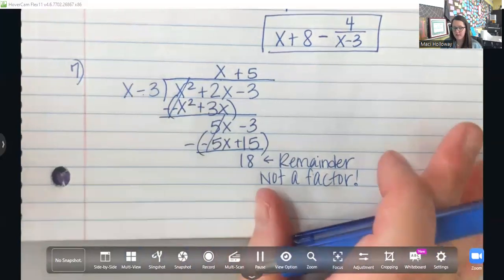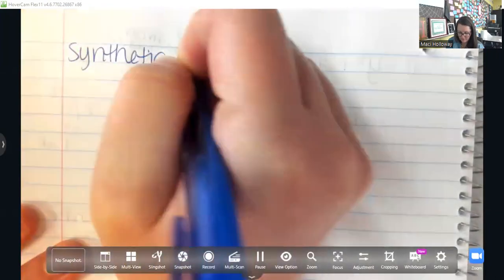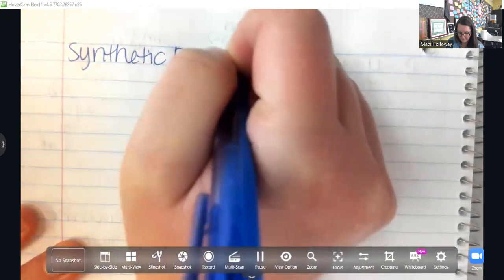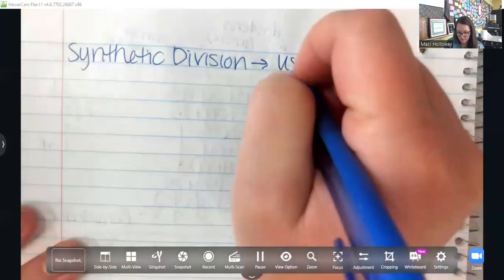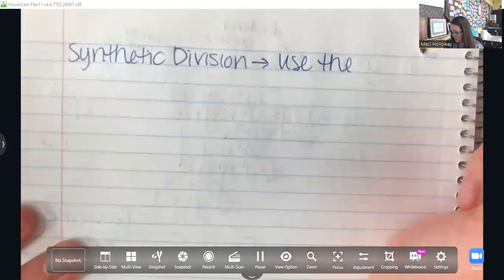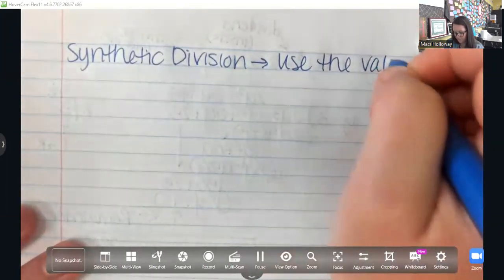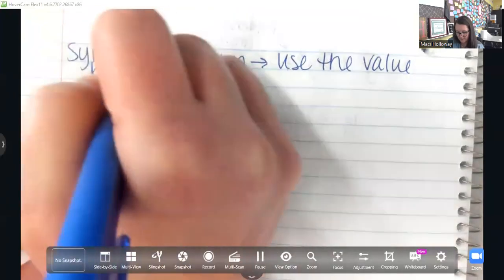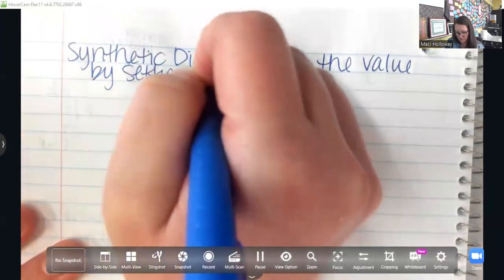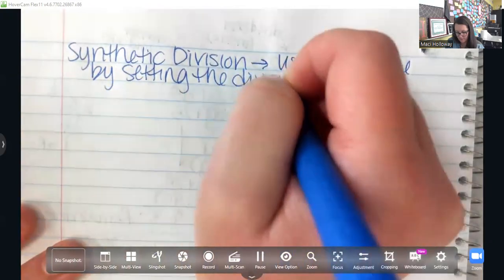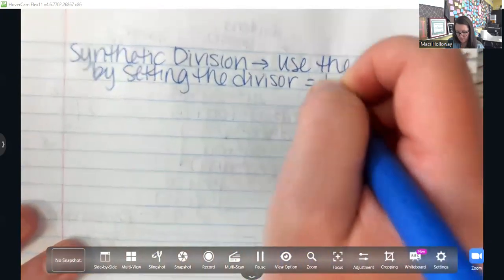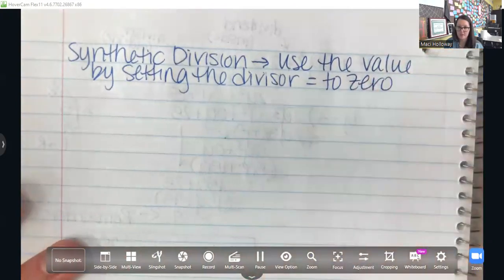All right, let's move on to synthetic division. Synthetic division is a little bit funkier. So synthetic division, you're going to use the value by setting the divisor equal to 0 and solving.